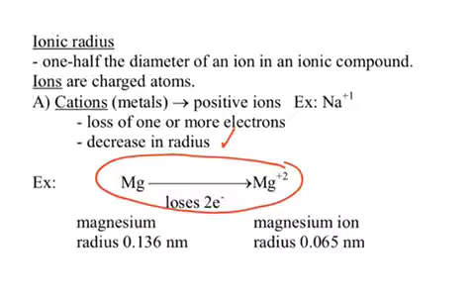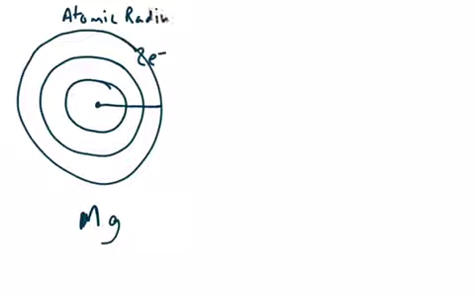So let me demonstrate this to you with some proof. So if I were to draw magnesium, magnesium has the first energy level, here's the second energy level, and here is the third energy level. And it has 2 valence electrons here. This is magnesium when it's a normal atom. The distance from the nucleus to this outermost energy level, that would be the atomic radius. Now what happens is magnesium wants to lose 2 electrons. It wants to go to Mg+2.